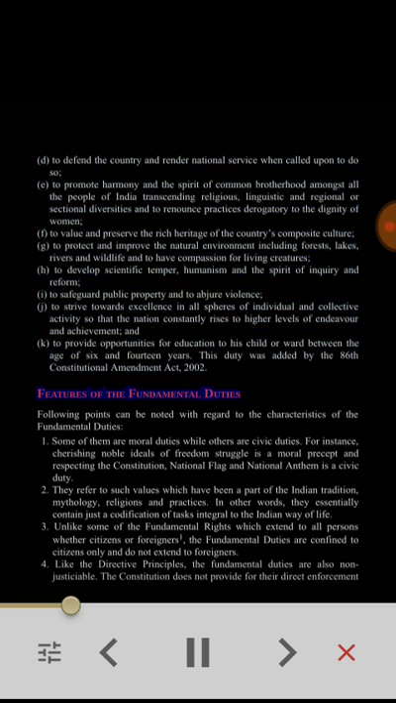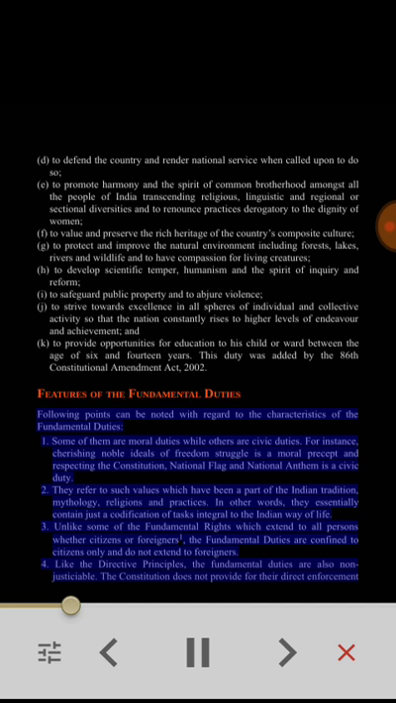Features of the fundamental duties. The following points can be noted with regard to the characteristics of the fundamental duties. 1. Some of them are moral duties while others are civic duties. For instance, cherishing noble ideals of the freedom struggle is a moral precept, and respecting the Constitution, National Flag and National Anthem is a civic duty. 2. They refer to such values which have been a part of the Indian tradition, mythology, religions and practices. In other words, they essentially contain just a codification of tasks integral to the Indian way of life.